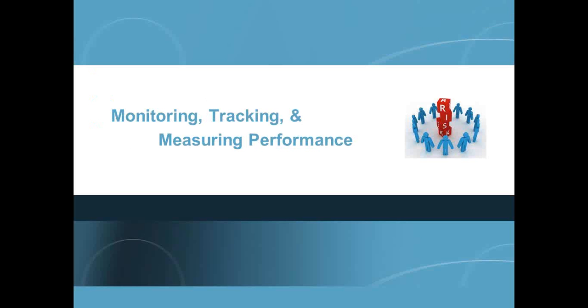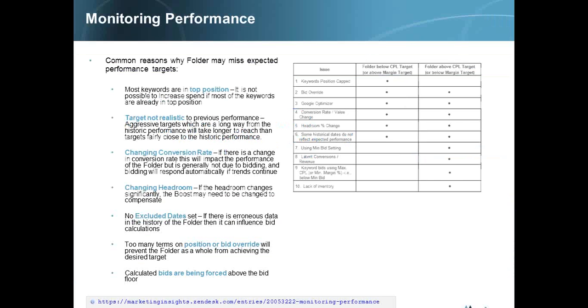Next we'll talk about monitoring, tracking, and measuring performance. We have some common reasons why folders may miss expected performance targets. One of the first ones is that most keywords are already in the top position. It's not possible to increase spend if most of the keywords are already in the top position. If they're already at the top, you can't bid them further up the page, and therefore we might not be hitting a target due to that specific reason.